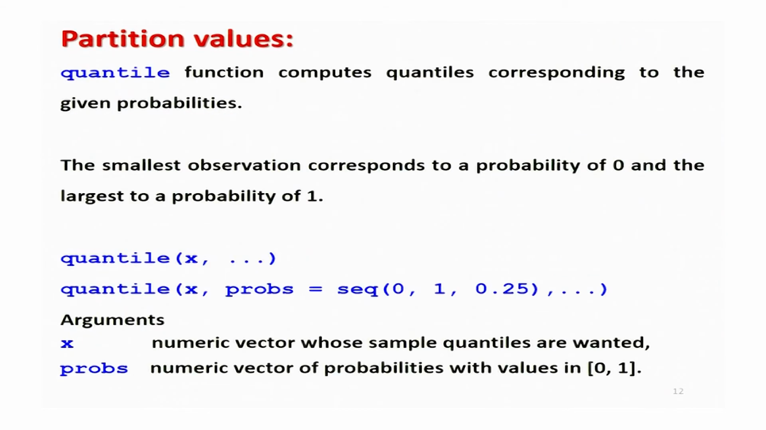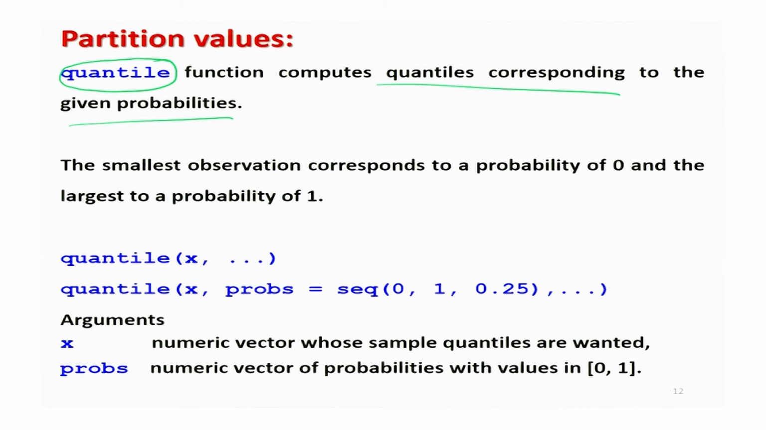Now the question is how to obtain such partitioning values in the R software. In R, we call them in general a quantile, and the function which computes such partitions is the quantile function. This quantile function computes the quantiles corresponding to the given probabilities, because you can define the partition in terms of values between 0 and 1. The probability also lies between 0 and 1.